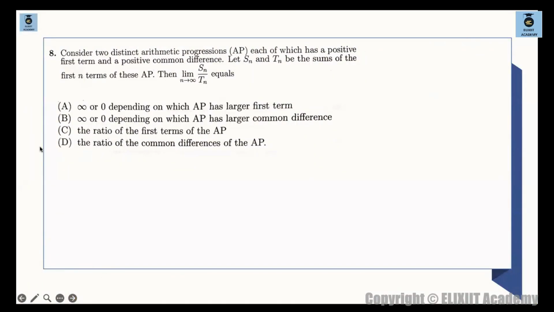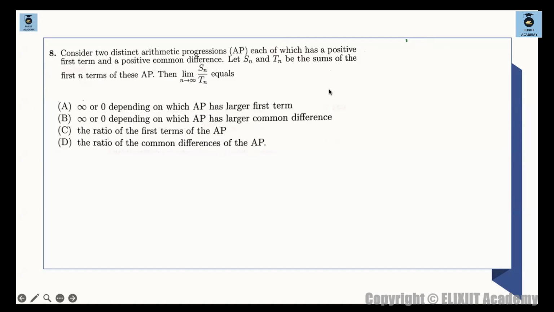Okay. Next one. Next question from ISI 2016 previous year questions. The question says, consider two distinct arithmetic progressions, each of which has a positive first term and a positive common difference. Sn and Tn are the sums of the first n terms of these APs. Then we have to find limit n tends to infinity Sn divided by Tn.